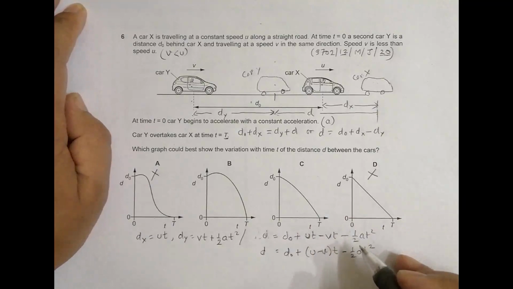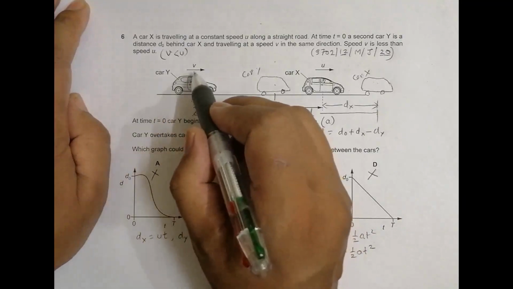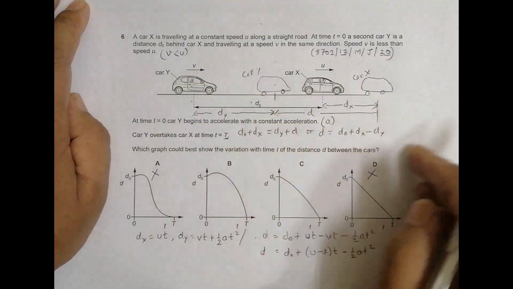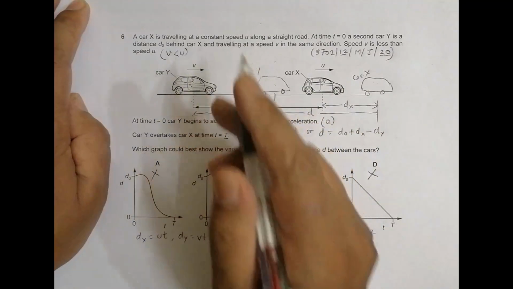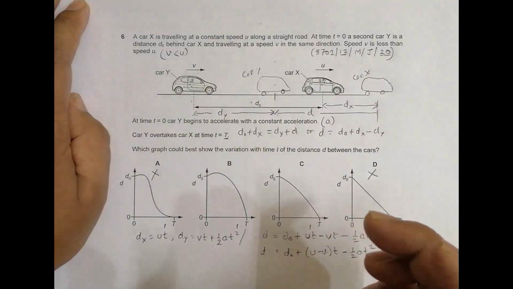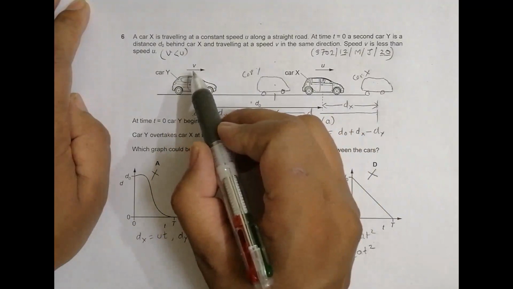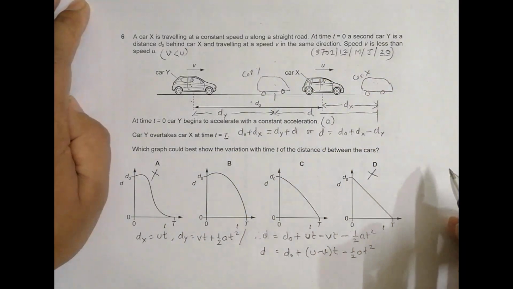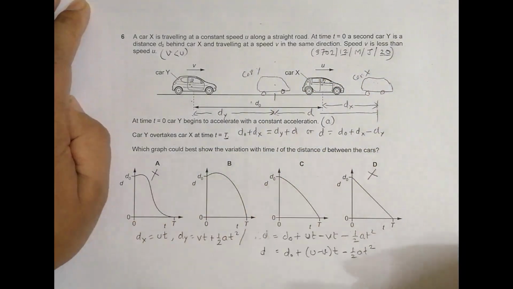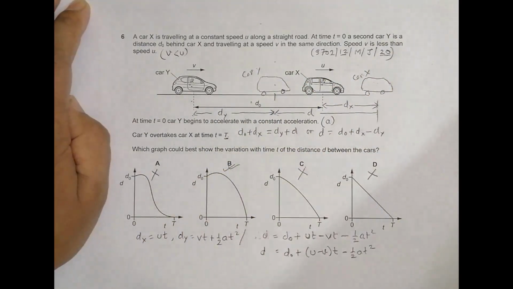Now distinguishing between B and C depends on what happens to the distance. Initially car Y's velocity was less, so when they start together, initially the distance between them should increase. Then it will lessen the distance after reaching a maximum. After reaching a certain maximum value, it will lessen the distance and ultimately they meet. So the distance should first increase and then decrease, and it is shown by graph B and not by graph C. So choice B should be the correct choice.